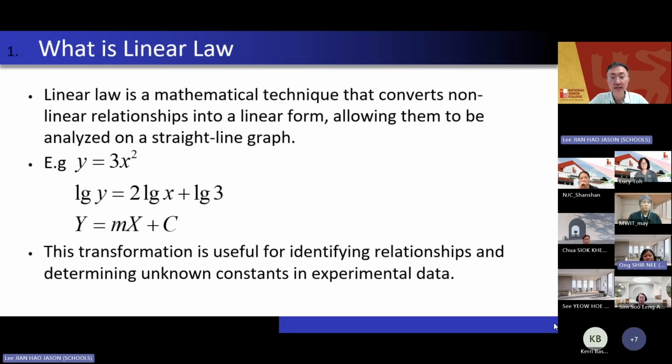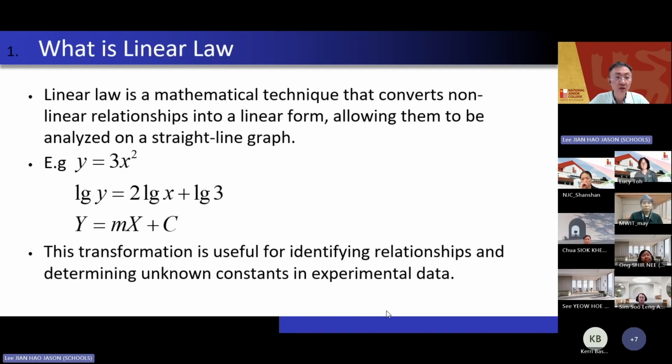All right, I understand that we have a couple of colleagues here who are not maths teachers. So to explain a little bit of what linear law is about, it's a mathematical technique that converts non-linear relationships into a linear form, allowing them to be analyzed on a straight line graph.